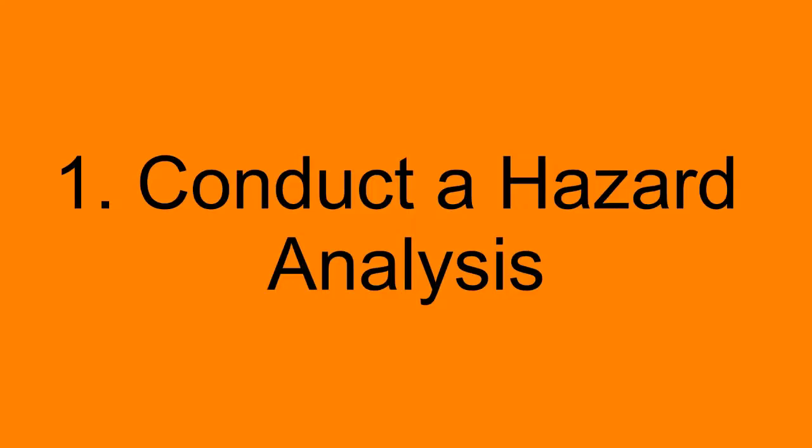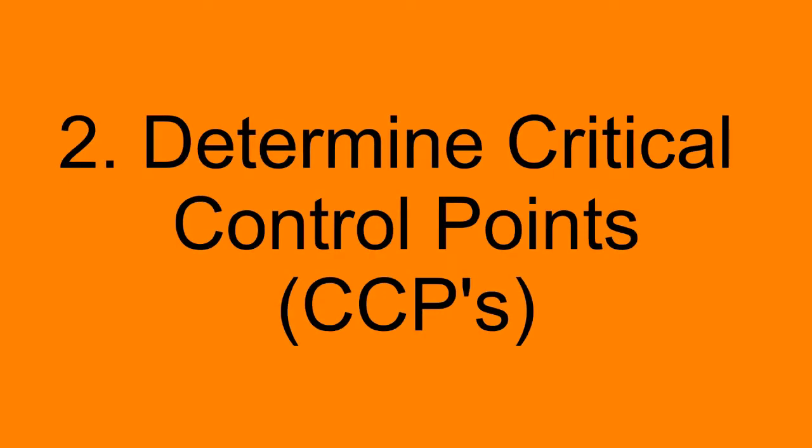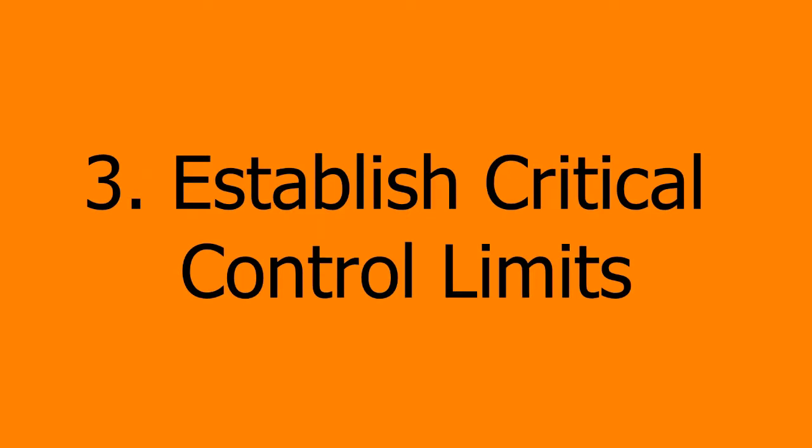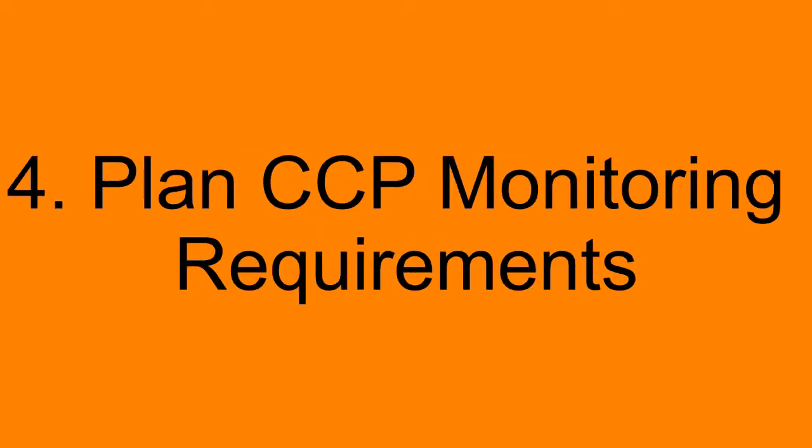1. Conduct a hazard analysis. Look for any potential spots that could compromise the safety of the product. 2. Determine the critical control points, or CCPs. Identify the area where the hazard is or would be. 3. Establish critical control limits. Specify what is safe and what is not safe for the area. 4. Plan CCP monitoring requirements. Make sure there is something in place for the control limits and make sure it will be accurate.